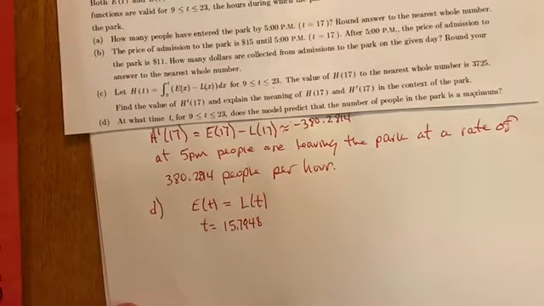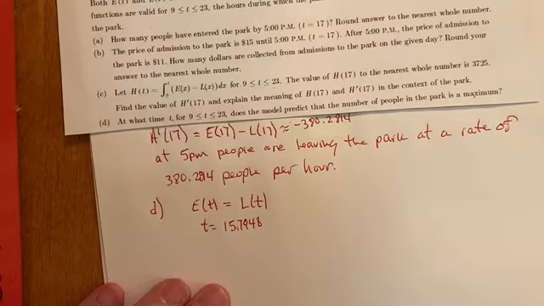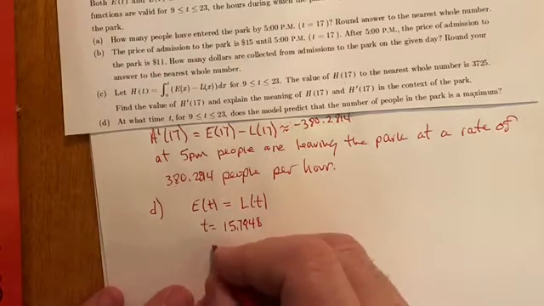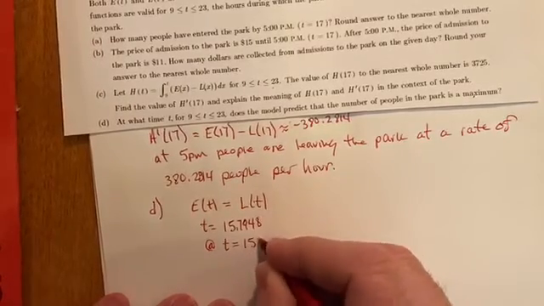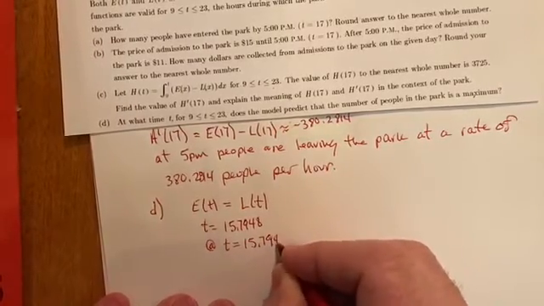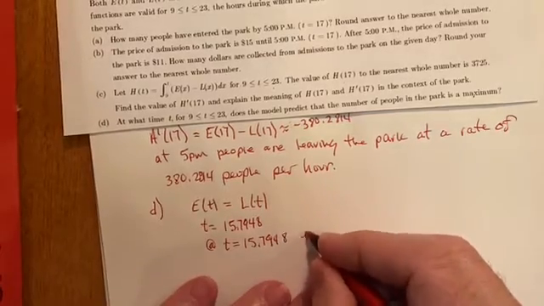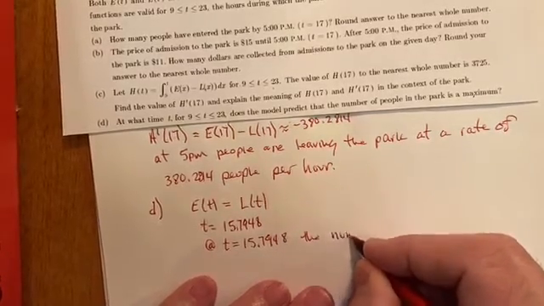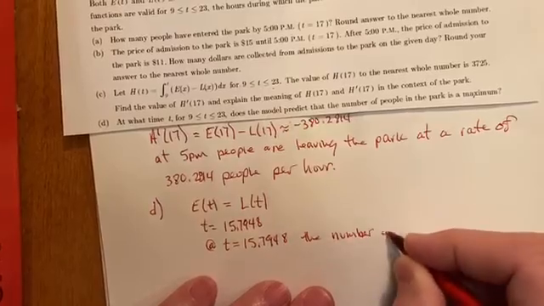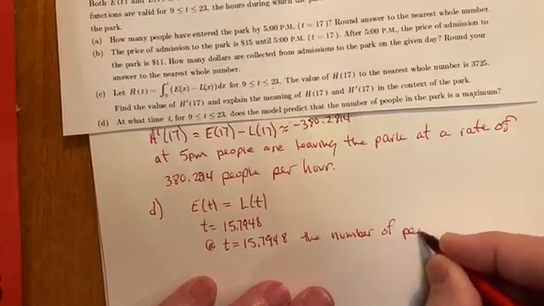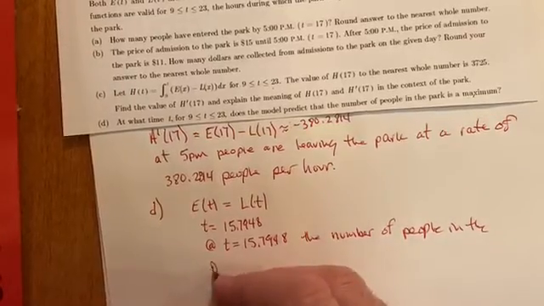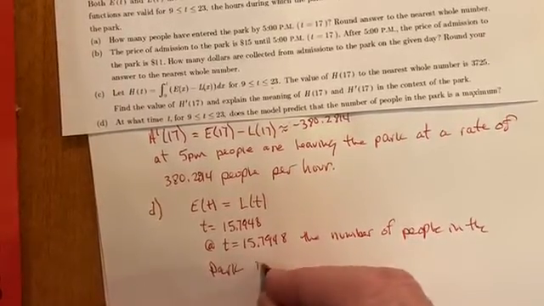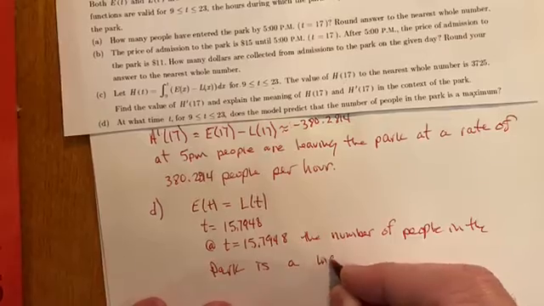So what is that? At what time? So at time equals 15.7948, the number of people in the park is a maximum.